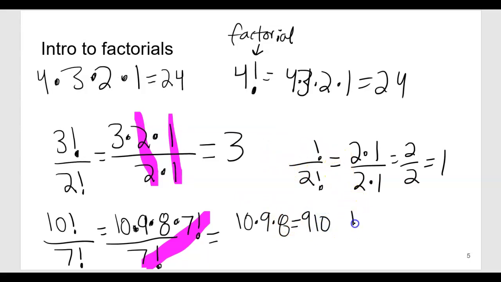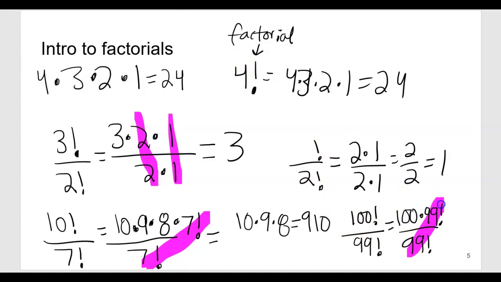So if you saw something like 100 factorial over 99 factorial, what would be easiest is to keep the bottom at 99 and then do 100 times 99 factorial instead of writing all of those out on the top and the bottom. Those would cancel out and become 100. So this is our basic use of factorials.